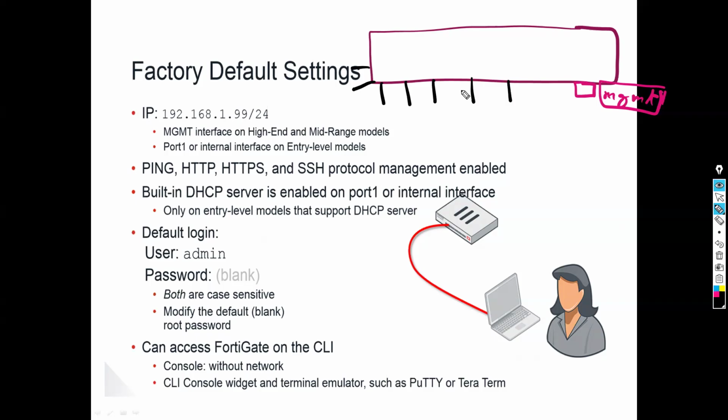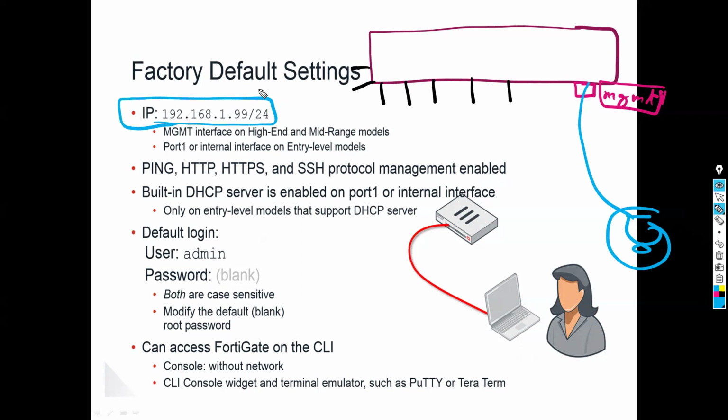To manage this firewall device, I can connect my management PC or laptop to this management port. By default, we have an IP address on the management port. If you don't want to use it, no problem, you can access this firewall device through the console and configure it. But by default, we have this IP address: 192.168.1.99.